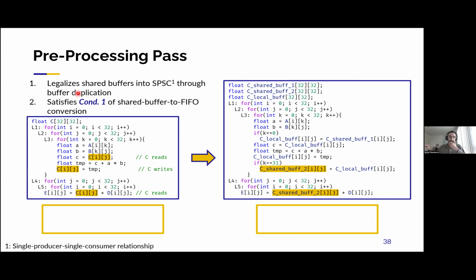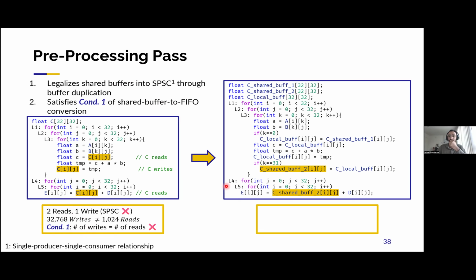So for example, in this case, on the left, we have 2 reads to this C buffer and 1 write. So this does not satisfy the single producer, single consumer relationship. And also the number of reads does not equal the number of writes. Here we are writing 32 cubed times, and then here we are reading 32 squared times. So this condition is not satisfied.